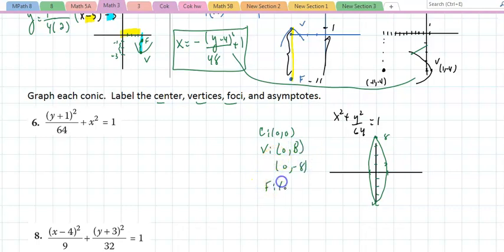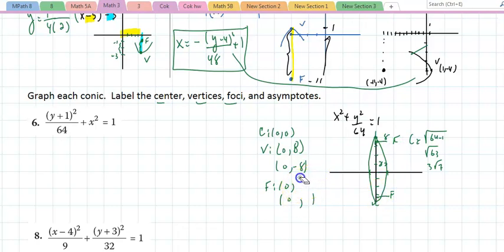And the foci are at 0. Again, this is double the work. c equals the square root of 64 minus 1, square root of 63. 9 times 7, 3 radical 7. Square root of 63 is a number between 7 and 8. We labeled that at 2, so it's right there and right there. That would be 0, the square root of 63.